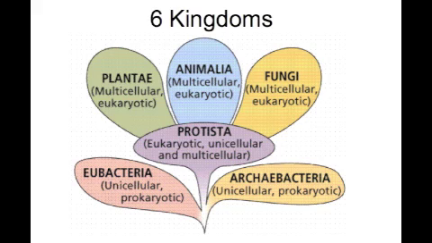So here's another view of this. It's more of an evolutionary picture. You can see that the eubacteria and the archaeobacteria came first, and then the protista. And from the protista came plants, animals, and fungus. Everything is a eukaryotic cell except for the eubacteria and the archaeobacteria.